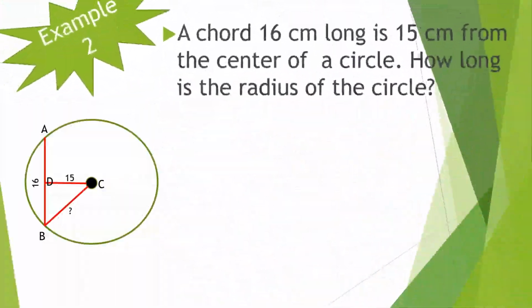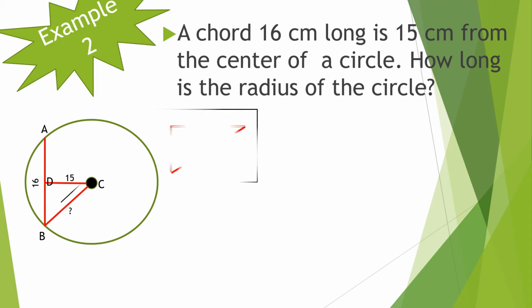Let's have example number 2 here. A chord 16 cm long is 15 cm from the center of a circle. So we have here a chord, which is AB, which is 16 cm, and it is 15 cm away from the center of the circle, which is C. So CD here is 15 cm long. How long is the radius of the circle? So the question here is BC.